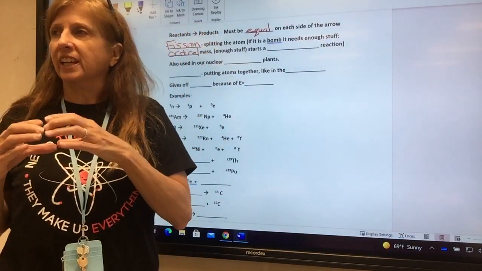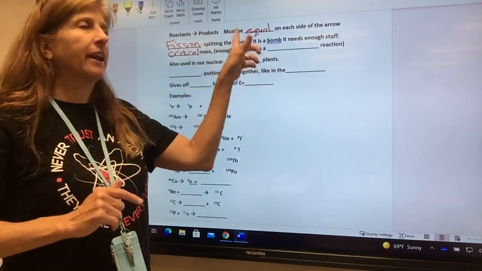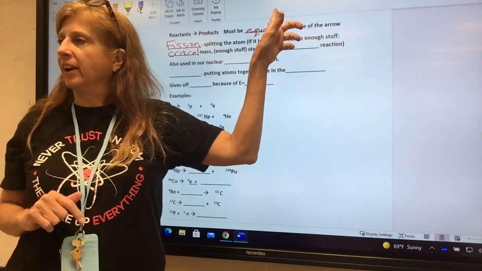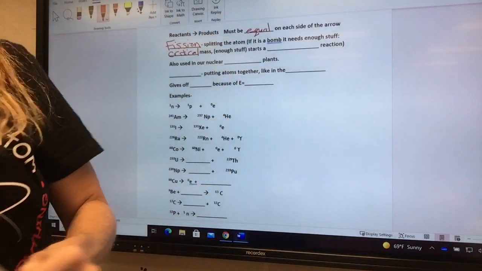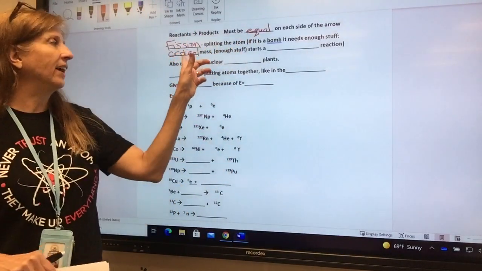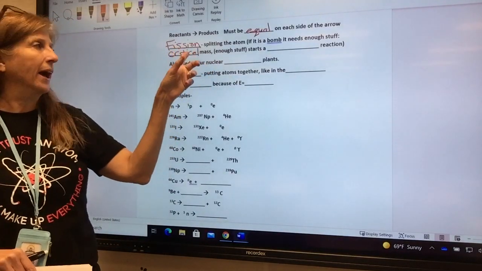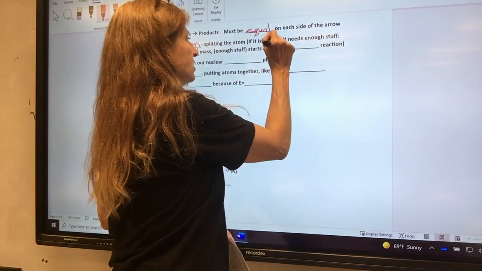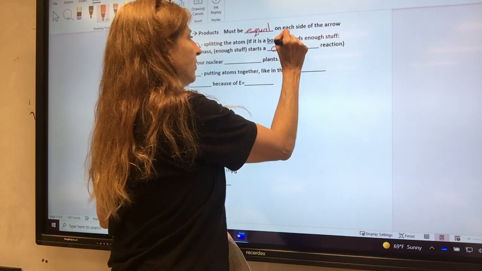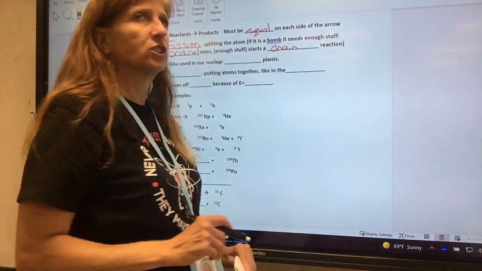So fission is cutting an atom in half. Everybody got that in your head? Fission, cutting the atom in half. And to do that, though, you have to have enough stuff called the critical mass. And it starts what's called a chain reaction. And we're going to do a lab with this and illustrate it more.